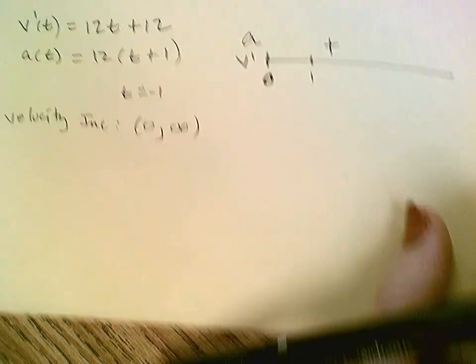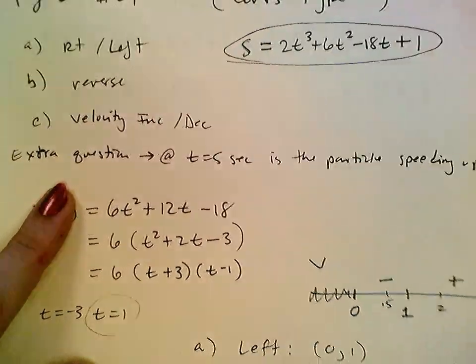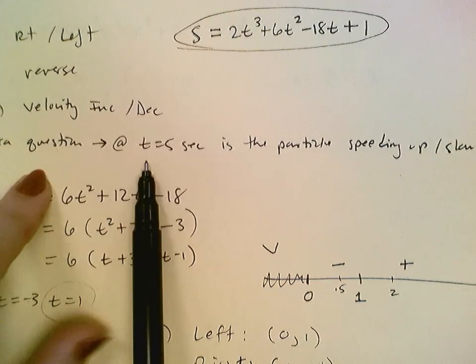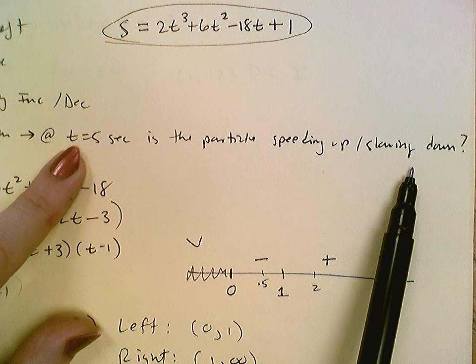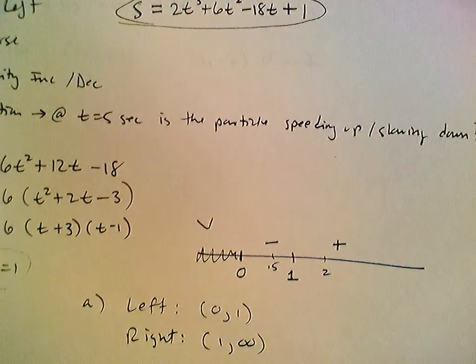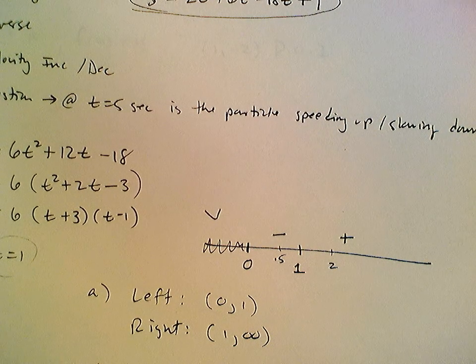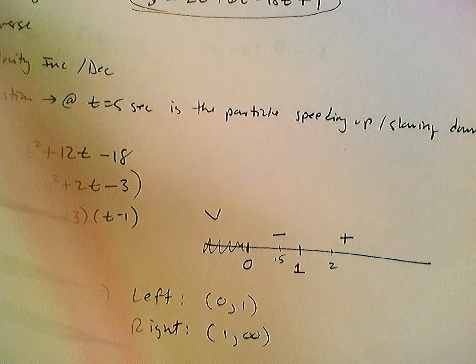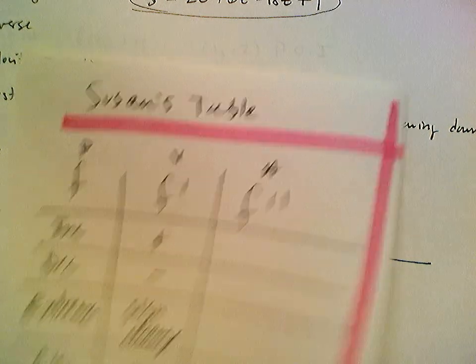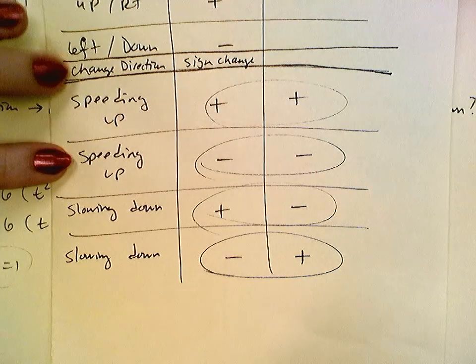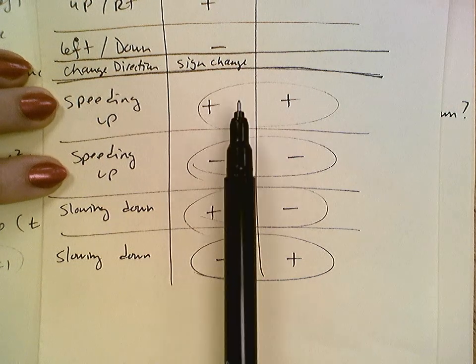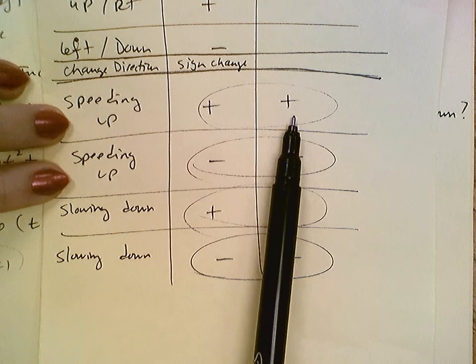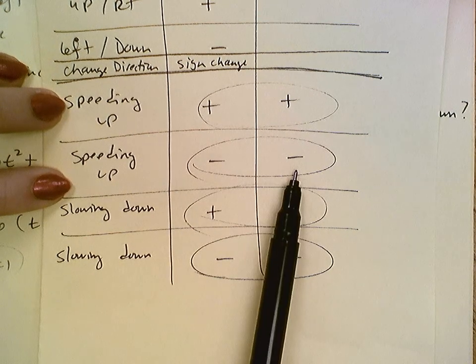Now, I'm putting in here an extra question. At time t equals 5 seconds, is the particle speeding up or slowing down? Now, if they're asking you if a particle is speeding up or slowing down, for the physics version of Susan's table, you have 2 cases for speeding up: when velocity and acceleration are both positive, or when velocity and acceleration are both negative.